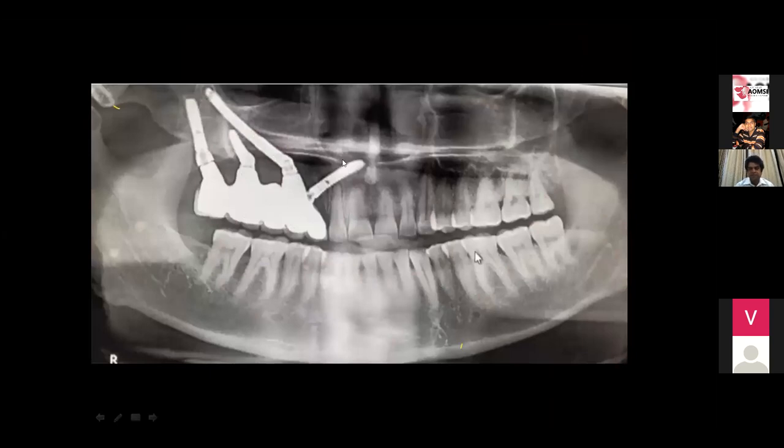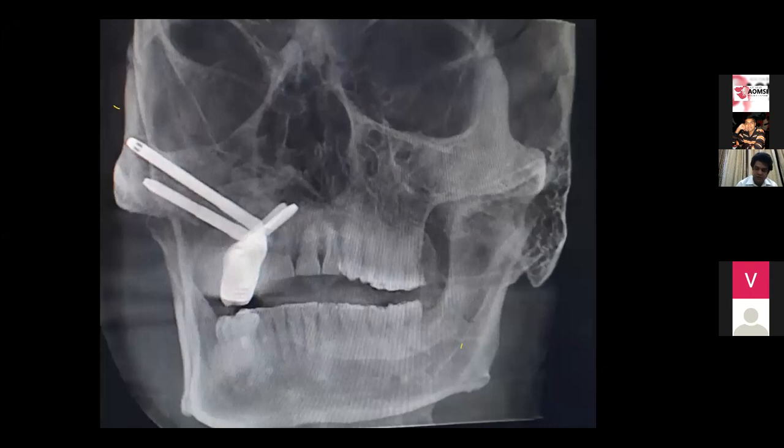So now it's your choice. If you want, you can remove the sound anterior tooth, or if you want, you can bypass these roots and you can place the implant over the bone which is present over the apexes of the incisors. So this is very commonly used now. We use it very commonly.